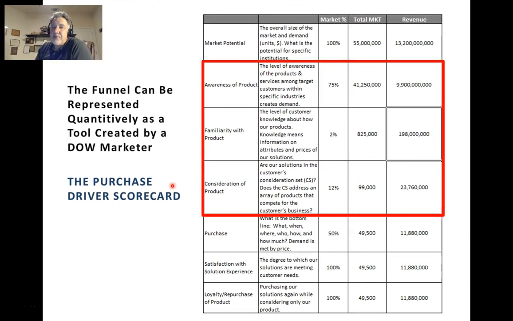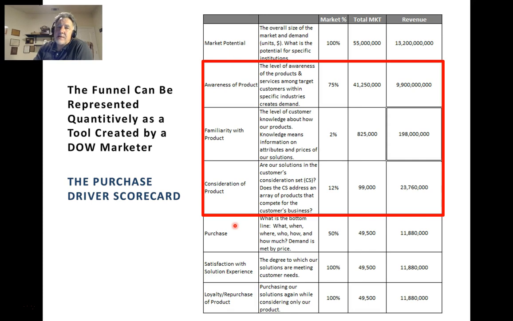So I'm going to segue to a tool we use called the Purchase Driver Scorecard. This tool basically takes the funnel to more of a metric level. What we try to do is, you can see there's awareness, familiarity, and consideration, parts of AIDA, okay? And here you've got purchase. What we look to do is put some metrics relative to percentages, total markets, and revenue. So the number of customers and actual dollars that are there. So think of it as a scorecard. It's a really great tool.